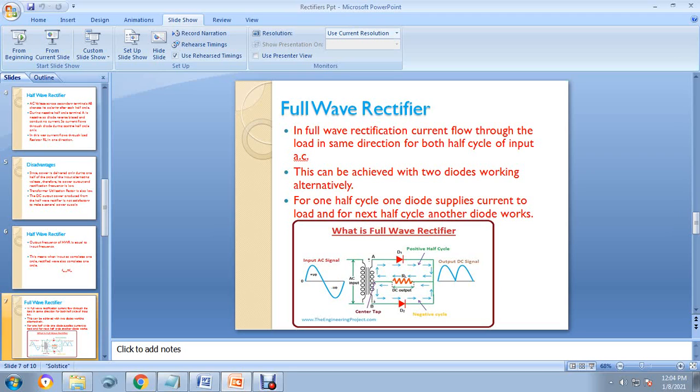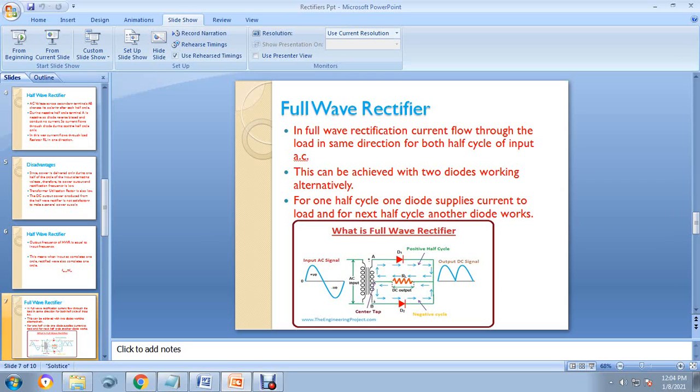Even if the terminals have been changed, we will get the same positive half cycle when you apply the negative half cycle at the input. So similarly, when you give one more full cycle, for the positive half cycle the diode D1 will conduct and we get the positive half cycle, and for the negative half cycle the diode D2 conducts and we get the positive half cycle. So this is the working of your full wave rectifier.